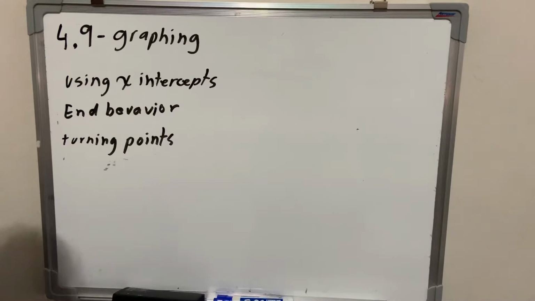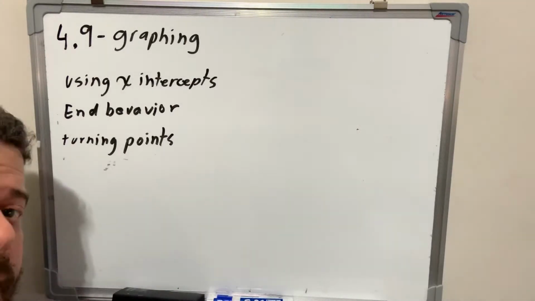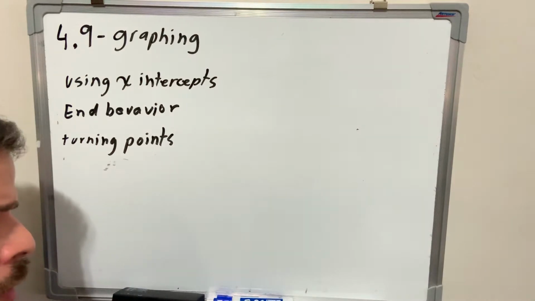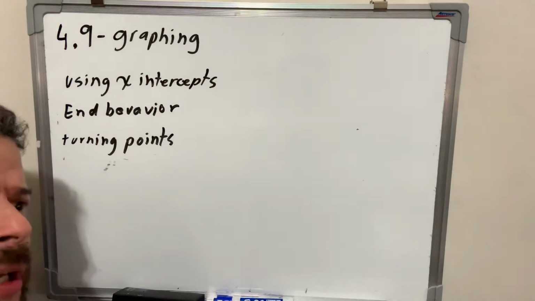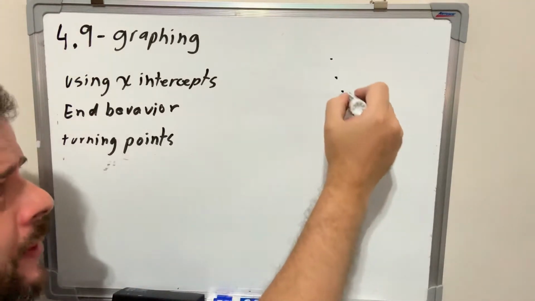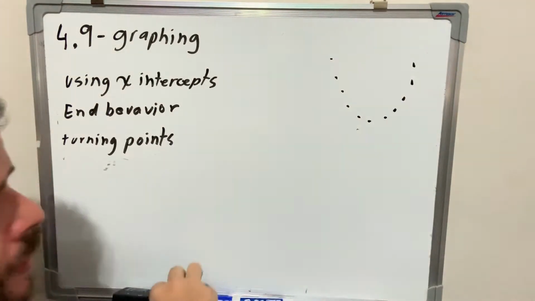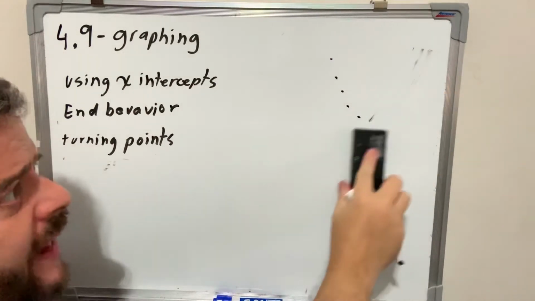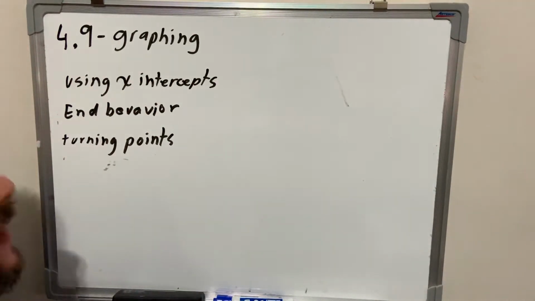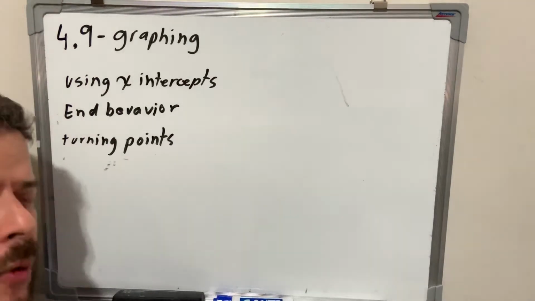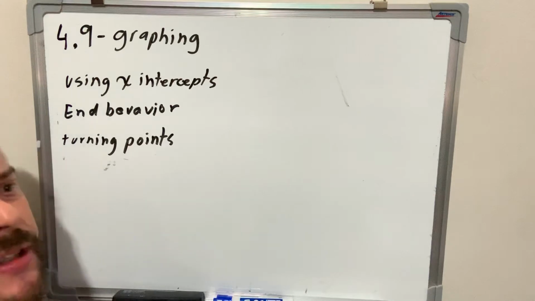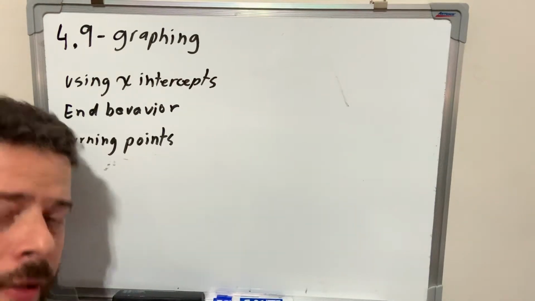Good morning, guys. Today we're going to go over 4.9, graphing polynomials. Previously, when we were graphing, we used tables in order to find x's and y's and plot along the coordinate plane. And that's how we get our graph. Today we're going to learn a different way to graph a polynomial. And even though it's not going to get you a perfect graph, it's going to get you a good approximation of what it looks like.